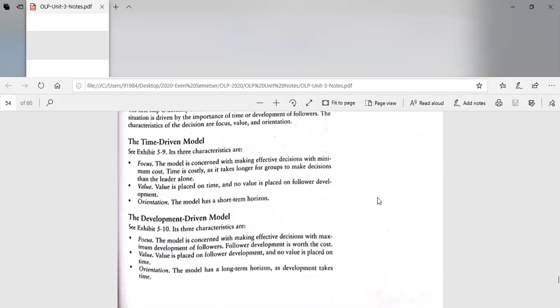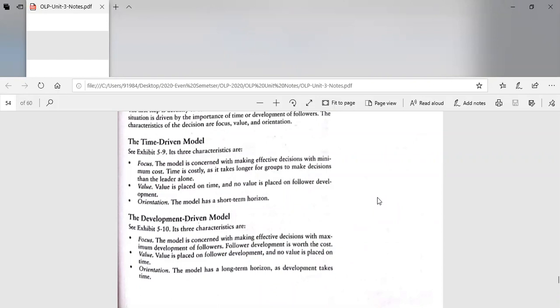Or maybe, as at present, we are in a situation where we cannot go outside. Cities and governments are giving restrictions and guidelines for us to follow and be safe at home. So orientation-wise, it is a decision that matters whether it is taken quickly or not. The development-driven model is based on the followers, with the focus on effective decision making with the maximum development of followers.